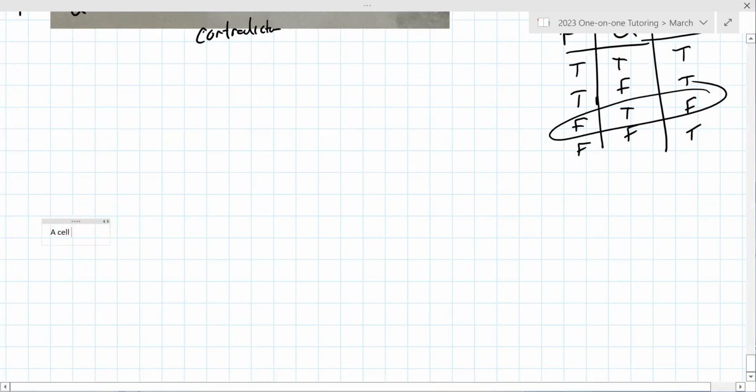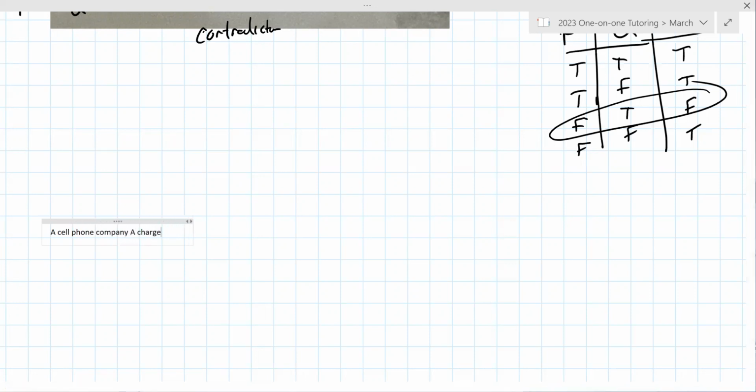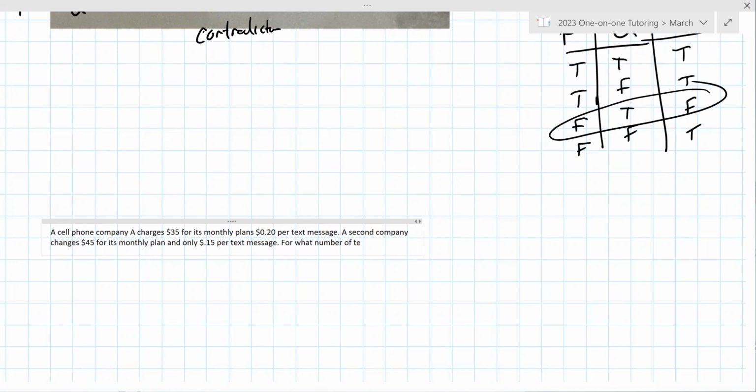All right. A cell phone company A charges $35 for its monthly plan and 20 cents per text message. So this actually used to be the case, believe it or not. You can ask your parents to verify that. A second company charges $45 for its monthly plan and only 15 cents per text message. For what number of text messages is the cost the same per month?